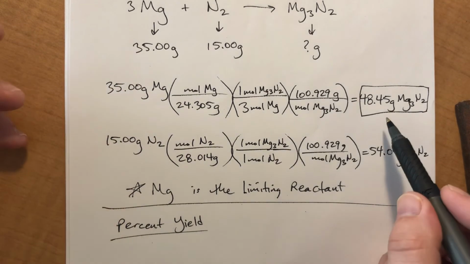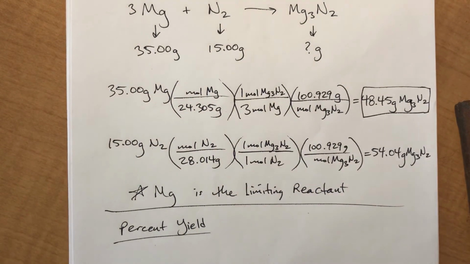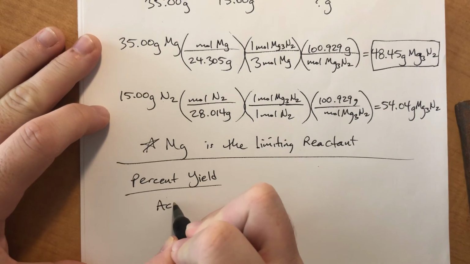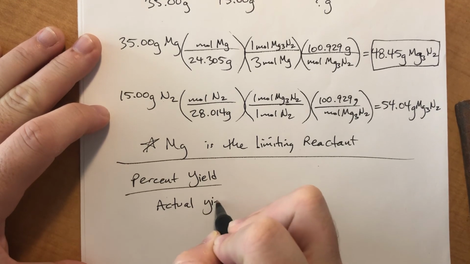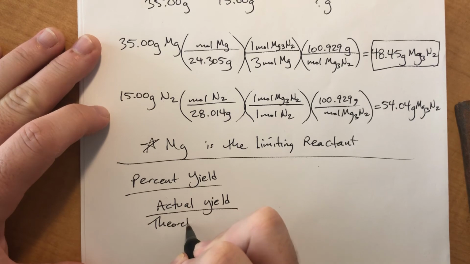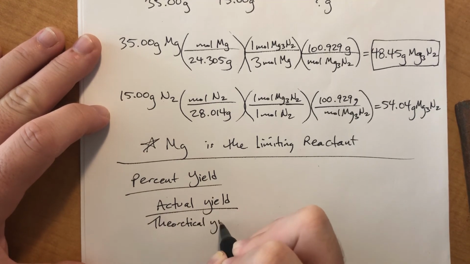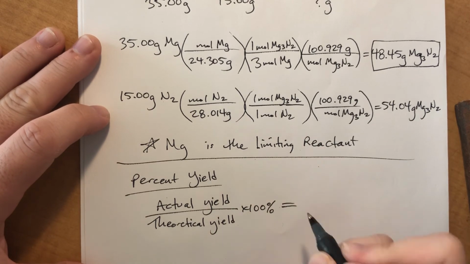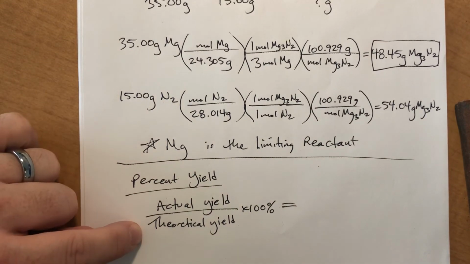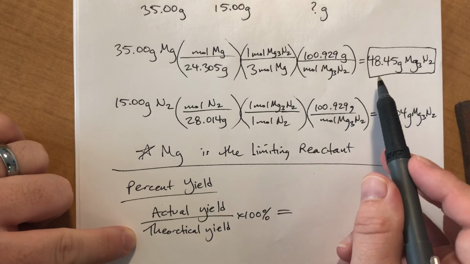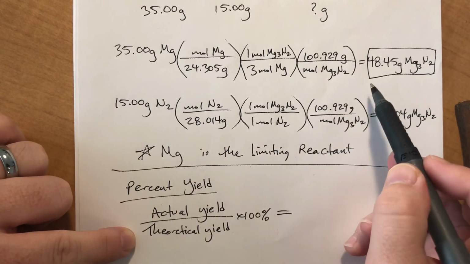In the real world, the odds of you getting anywhere near that amount is pretty slim to none. Most reactions aren't 100% efficient. Percent yield is pretty easy to calculate. What you do is you take the actual yield, so if you were in the lab, how much you actually measured, divided by what was possible, which is the theoretical yield, times 100%. Okay, so the actual yield is what you measured. The theoretical yield is difficult to measure, or difficult to calculate, but it's literally this number. We already know how to calculate it because we just learned that.